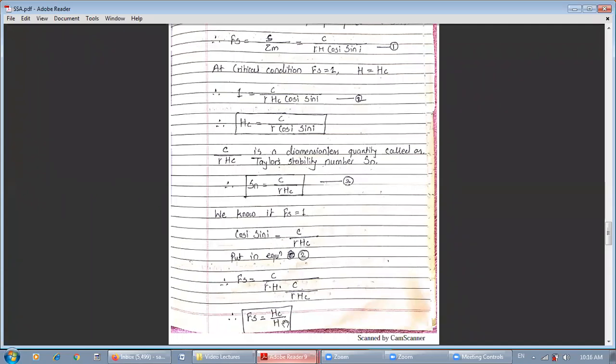The critical height will remain the same, constant, but H can change. If you change location, your H may change, but the critical height for that same type of soil will remain the same. So this equation is for infinite slope in purely cohesive soil. For infinite slope in purely cohesive soil, we have the first equation for the factor of safety, Fs equal to C divided by gamma H cos i sin i.